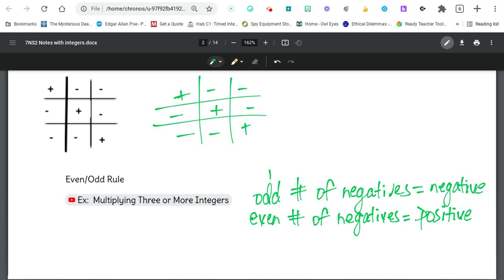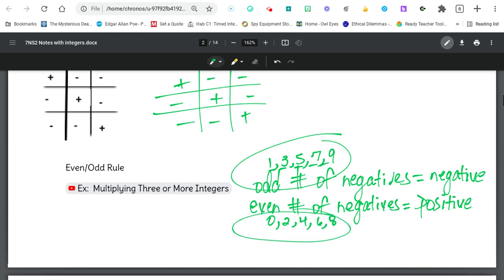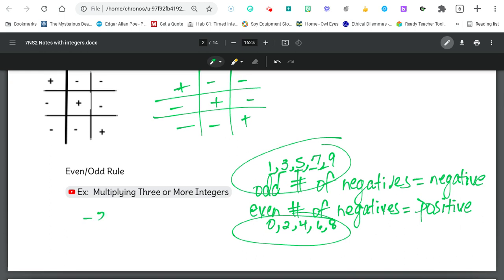So some of you may not know what odd is. Odd is anything that ends in 1, 3, 5, 7, or 9. Even is anything that ends in 0, 2, 4, 6, or 8. Those are even, okay? So if you see something like this, I have 1, 2, 3, 4 negatives. 4 is an even number, so my answer is going to be positive something.